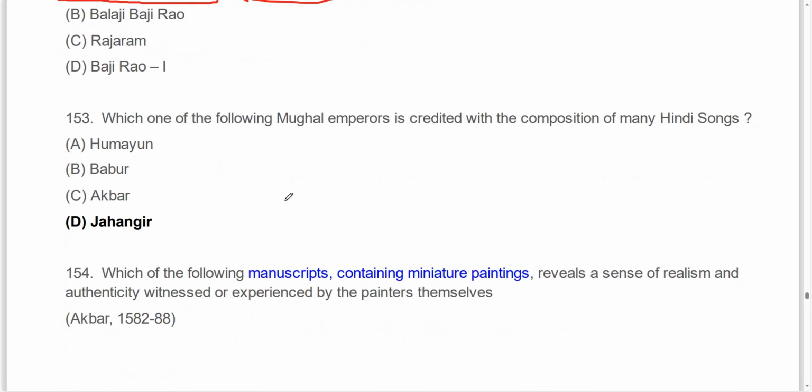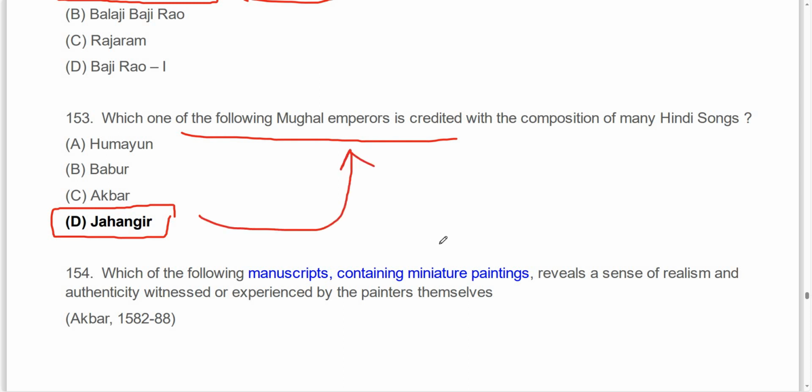Moving on to the next question: which one of the following Mughal emperors is credited with the composition of many Hindi songs? Jahangir. He is credited with the composition of many Hindi songs.